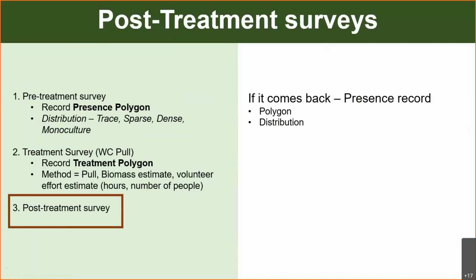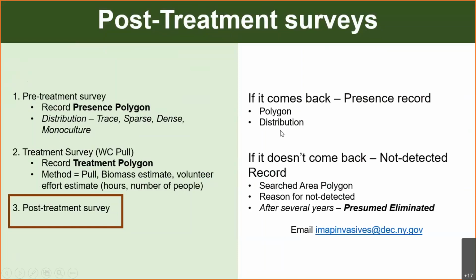So did the water chestnut all grow back in the next year? Were you able to get rid of all of it, or maybe you were only able to get through part of it and there's a huge part that still exists? So you would record a presence record for that current distribution, and we would, of course, want you to fill out the distribution so we can see if that is being changed over time.